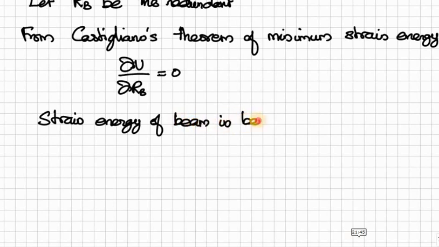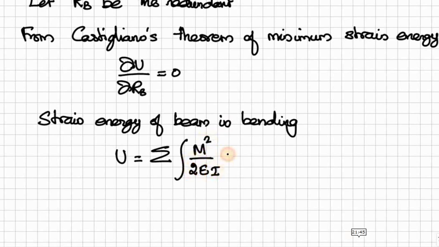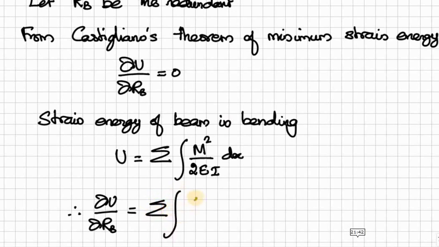Therefore, total strain energy in bending U is equal to sigma of integral M squared divided by 2 EI into dx. Therefore, dou U by dou RB is equal to, integrating this expression with respect to RB, you will get 2 into M into dou Mx by dou R divided by 2EI. Okay, 2 to cancel, so we will get only EI out. Into dx is equal to 0.